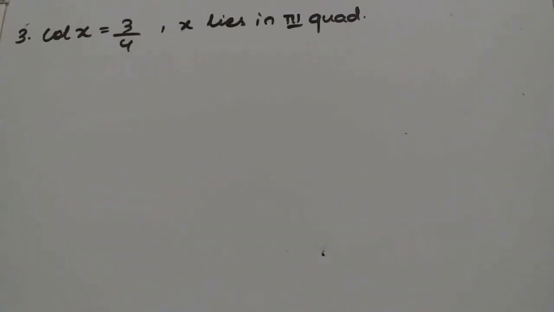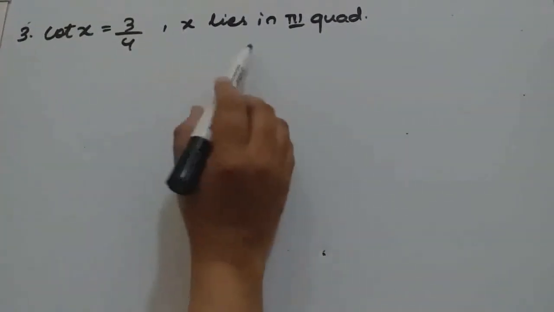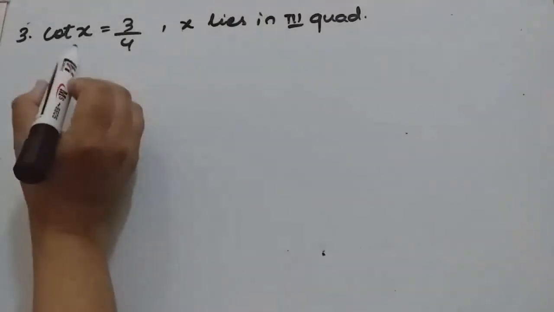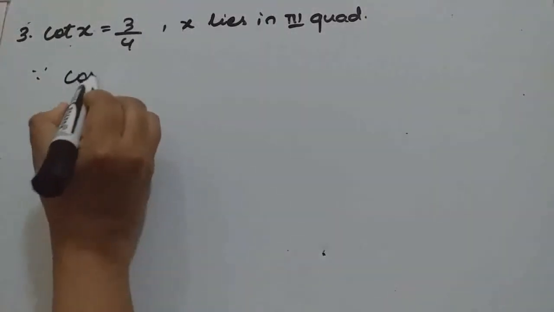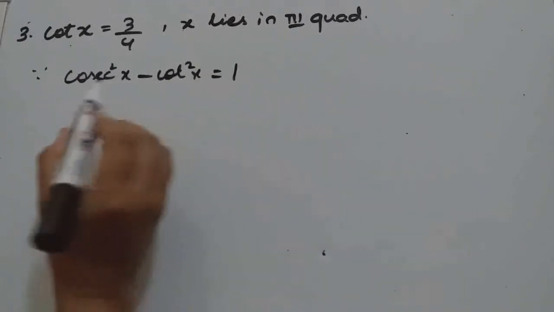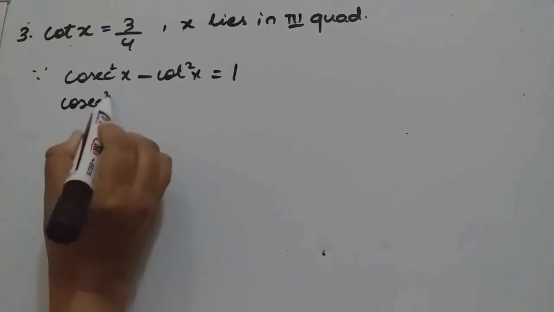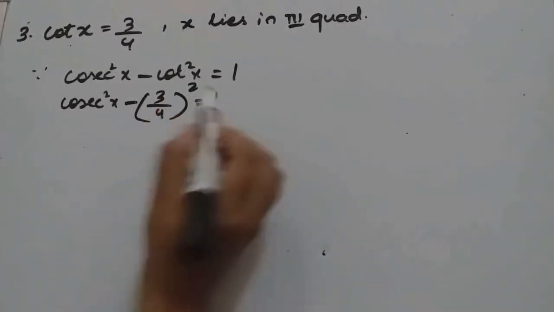Question number 3. Cot x is given. Cot x is 3 by 4 and x lies in the third quadrant. So we should know the identity in which cot x is there. Since cosec square x minus cot square x is 1, cosec square x will be 1 plus cot square x. This value we will substitute here.